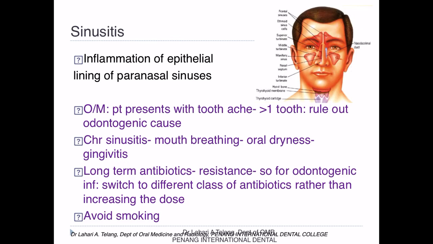Then moving on to sinusitis, it's inflammation of the epithelial lining of the paranasal sinuses. This is a picture showing you all the sinuses that are seen in the head and neck region. The oral manifestations would be that the patient presents with toothache. In case there's more than one tooth involved, it's important to rule out an odontogenic cause.